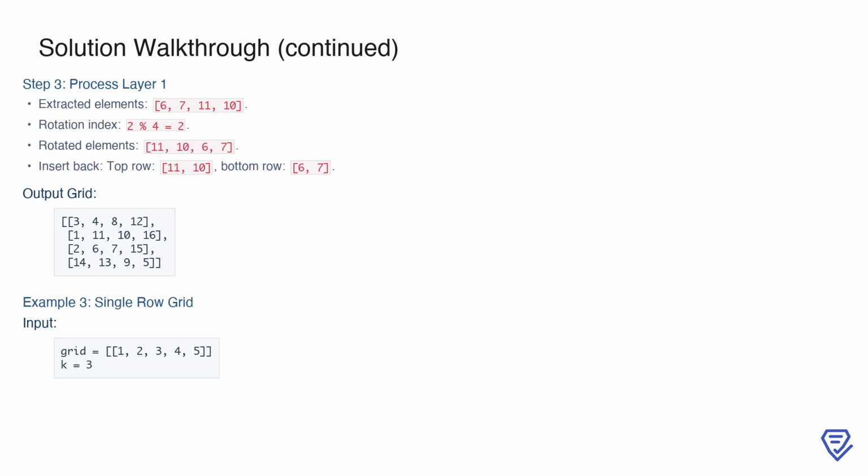Rotating these by 2 % 4 equals 2, the sequence shifts to 11, 10, 6, 7. We then insert these back into their positions. The top part of layer 1 takes 11, 10, and the bottom part receives 6, 7. Finally, the updated grid becomes 3, 4, 8, 12, 1, 11, 10, 16, 2, 6, 7, 15, 14, 13, 9, 5. This concludes the processing of the rectangular grid with 2 layers and 2 rotations.